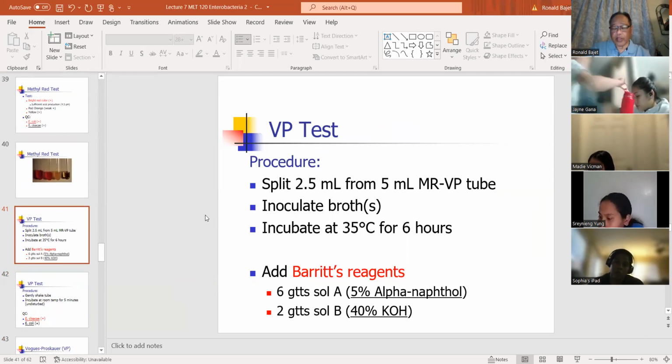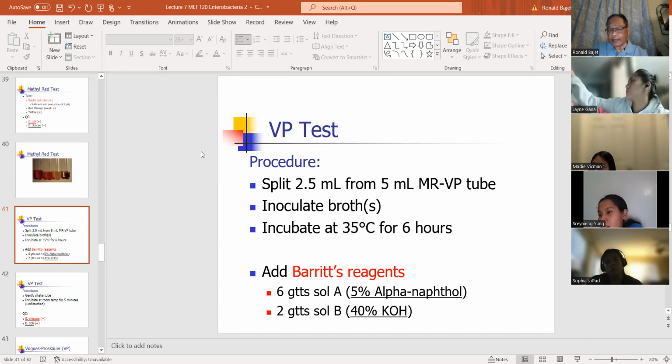So on the second tube that you split 2.5 mLs, you're going to add Barritt's reagents, which consist of solution A and solution B. To the second tube, you're going to add 6 drops. That's what GTTS stands for, 6 drops. I don't know the direct translation of GTTS, but scientists in the old days, rather than saying drops, wrote GTTS, some kind of Latin term.